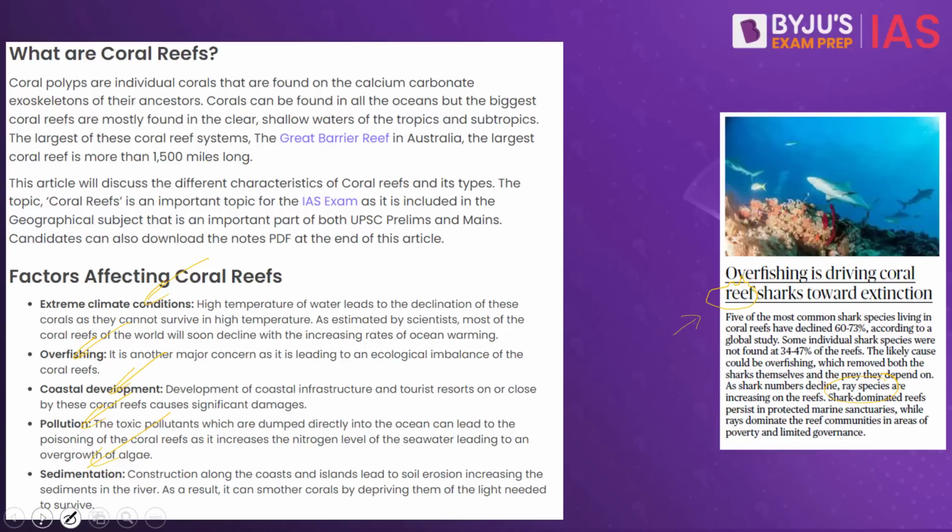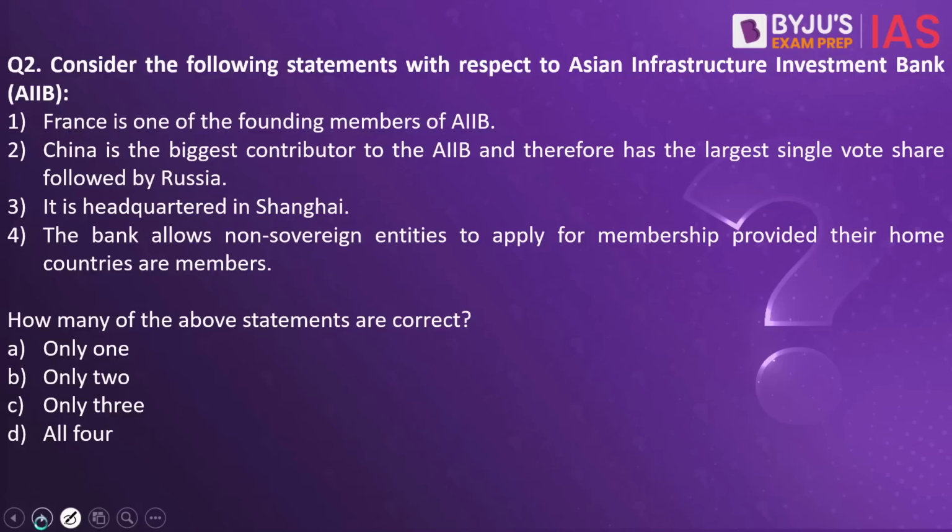Now let's look into the next practice question. Consider the following statements with respect to Asian Infrastructure Investment Bank. France is one of the founding members of AIIB. China is the biggest contributor to the AIIB and therefore has the largest single vote share, followed by Russia. It is headquartered in Shanghai. The bank allows non-sovereign entities to apply for membership provided their home countries are members. How many of the above statements are correct? The answer to this is only two statements.